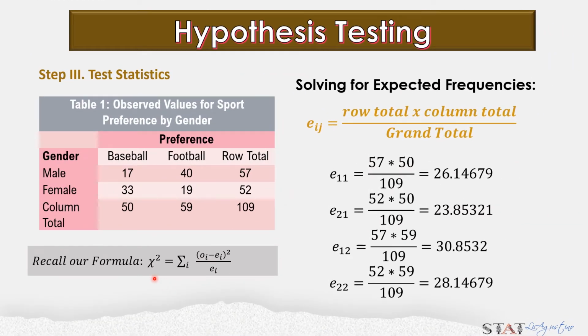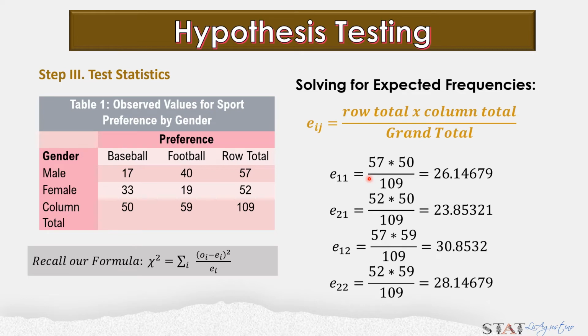Now we have to recall our formula: chi-square is equal to the summation of observed value Oi minus expected frequency Ei, quantity squared, over Ei. Since the observed frequencies are already given, we have to compute the expected frequencies to complete this formula. The expected frequency is computed by multiplying the row total, the marginal frequency, by the column total, divided by the grand total. In each observed frequency, row i, column j, there is a corresponding expected frequency.